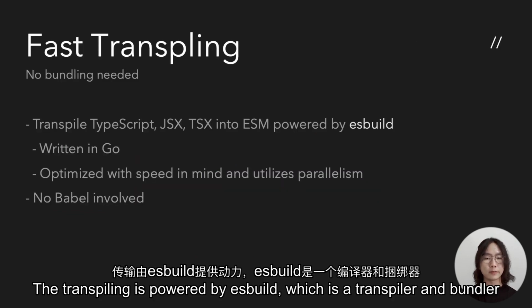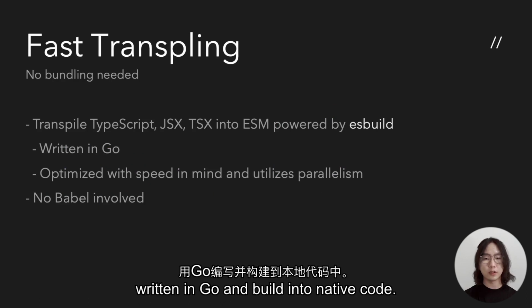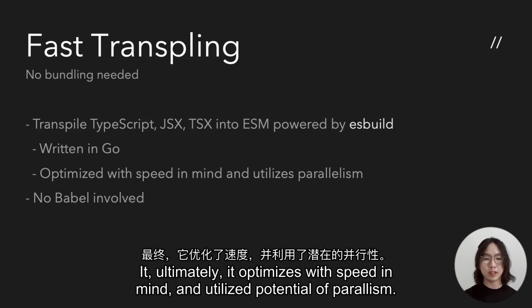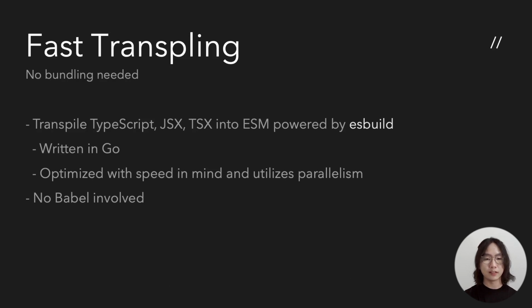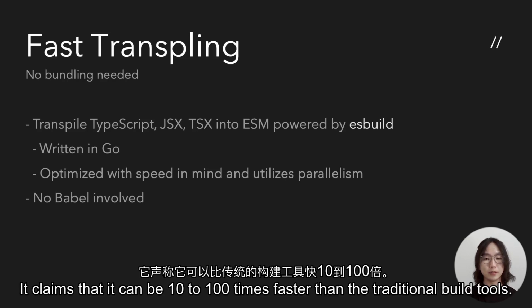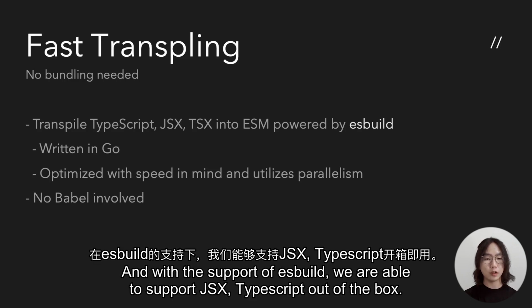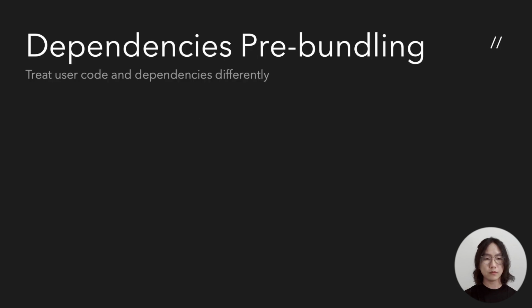The transpiling is powered by esbuild, which is a transpiler and bundler written in Go and built into native code. It optimizes with speed in mind and utilizes the potential of parallelism. It claims that it can be 10 to 100 times faster than the traditional build tools. And with the support of esbuild, we are able to support JSX and TypeScript out of the box.